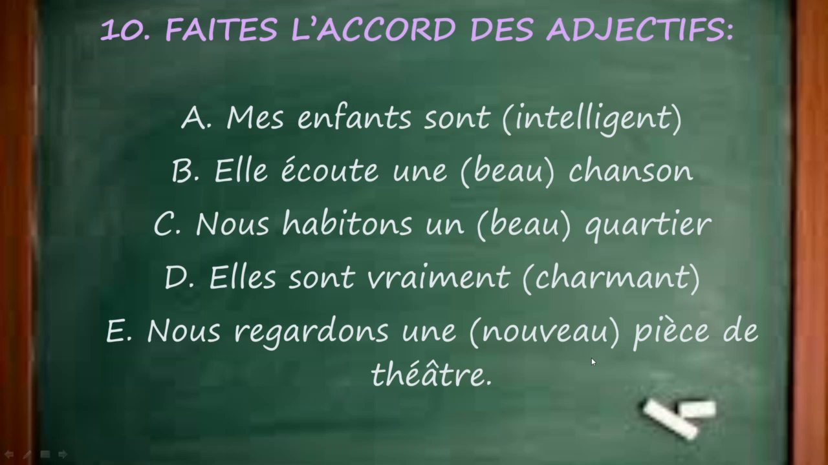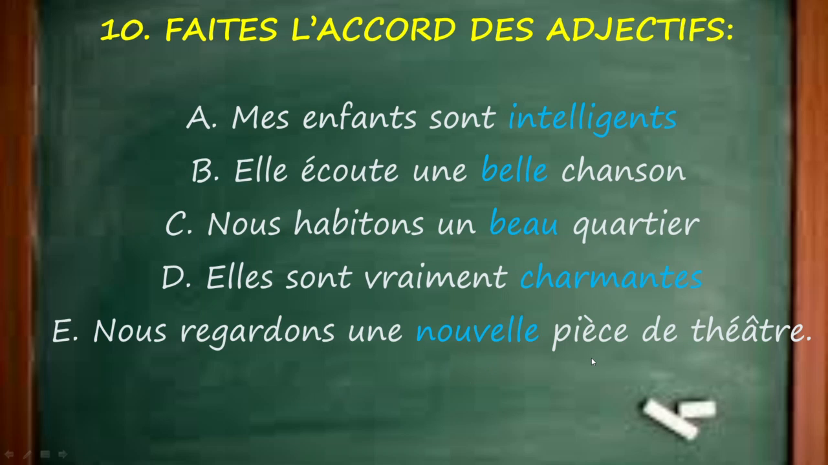So now we can check the answers. Voilà. Mes enfants sont intelligents. Belle, the feminine form. Beau, as it is. Charmante, the feminine plural form. And nouvelle, feminine singular. Nouveau, nouvelle, the same way like beau.